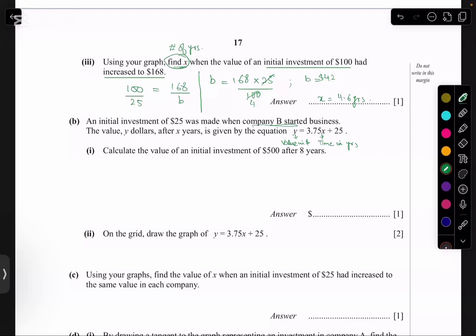So calculate the value of an initial investment of 500 after 8 years. So again, 500 is a multiple of what you call it, a 25. So they are saying 8 years के बाद इसकी investment क्या हो जाएगी?